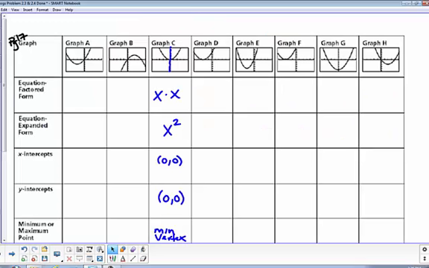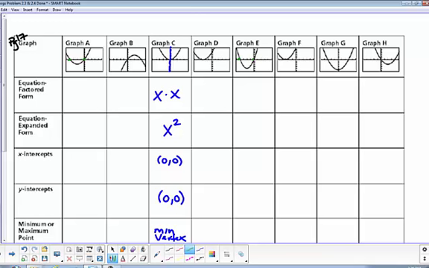So again, it crosses at 0 and negative 4. This one crosses at 0 and negative 4. But this one also crosses at 0 and negative 4. So which one looks like it crosses down at negative 8? And that'd be letter E.